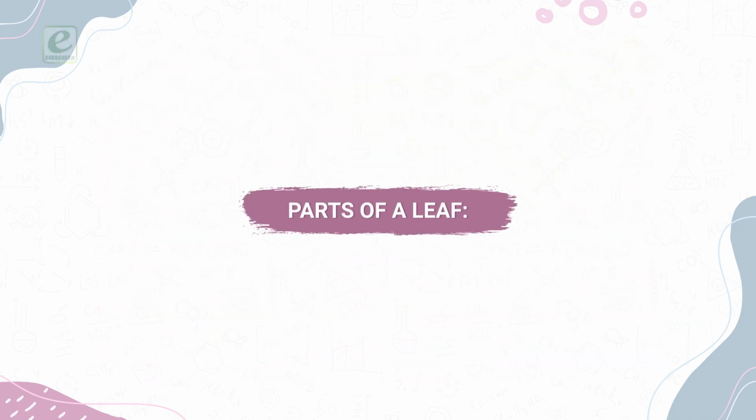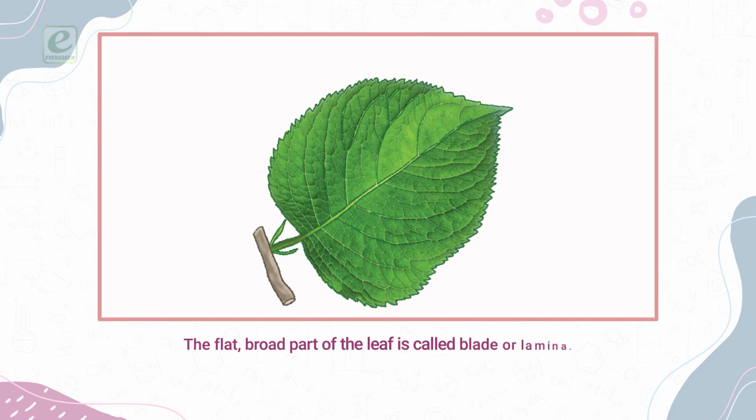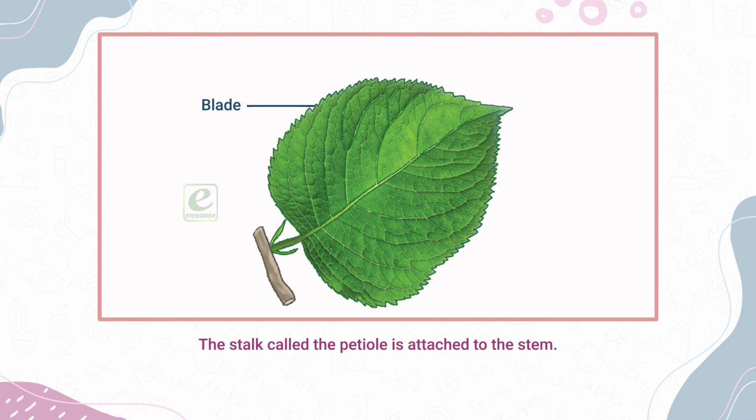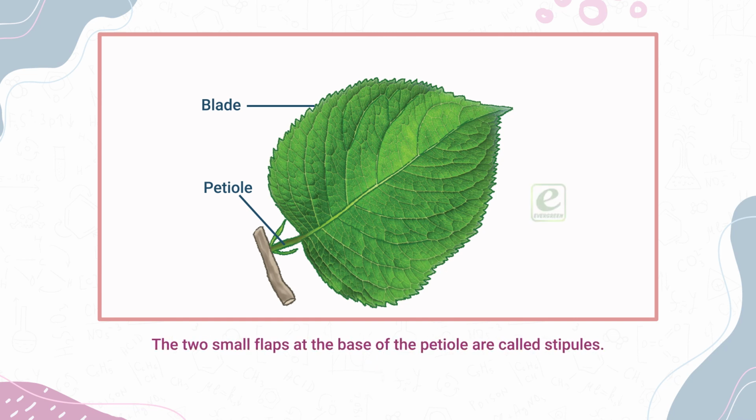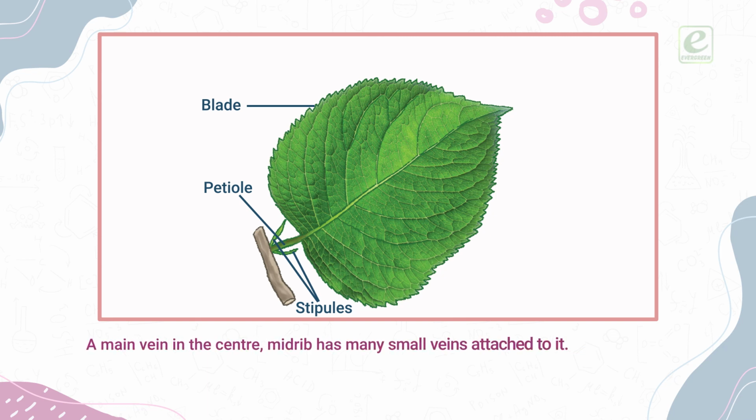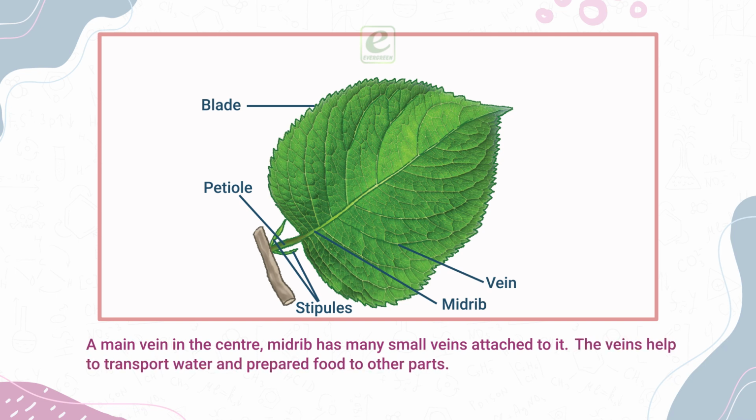Parts of a leaf. The flat, broad part of the leaf is called blade or lamina. The stalk, called the petiole, is attached to the stem. The two small flaps at the base of the petiole are called stipules. A main vein in the center, midrib, has many small veins attached to it. The veins help to transport water and prepared food to other parts.